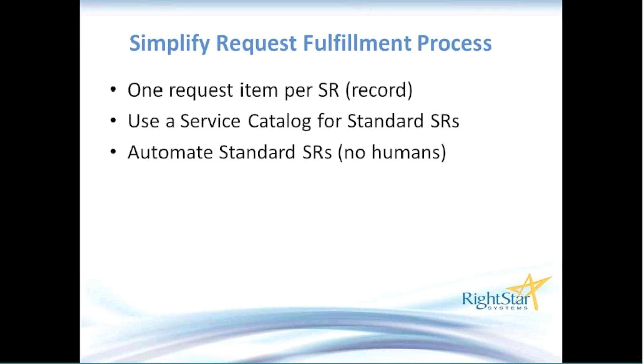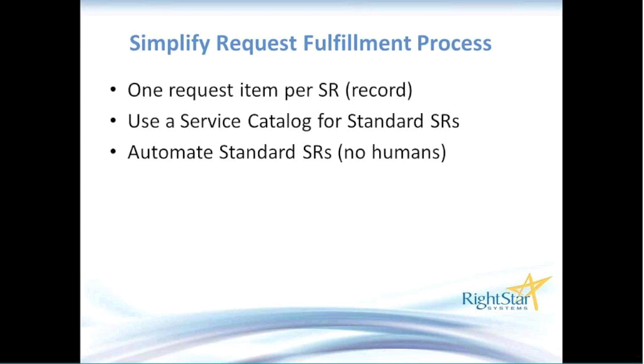So using a service catalog for those standard service request items greatly simplifies it for your customer, and it also automatically categorizes it for you. So now you don't have to come back in as an IT agent and categorize the service request. It's pre-categorized. The third thing on this list is, why not just automate any standard service request?